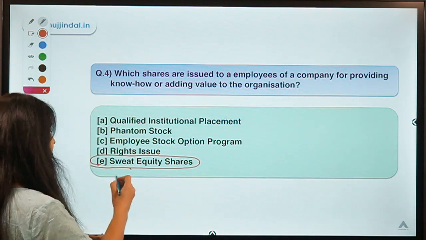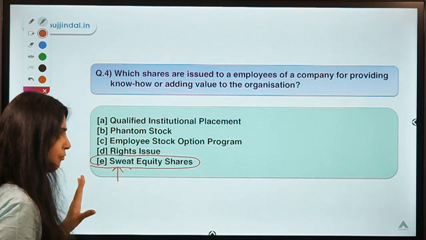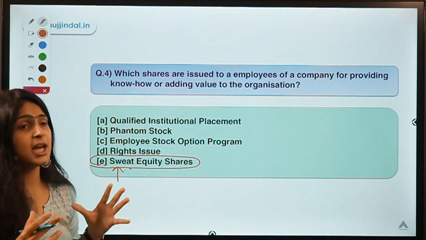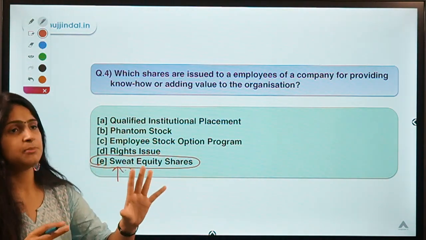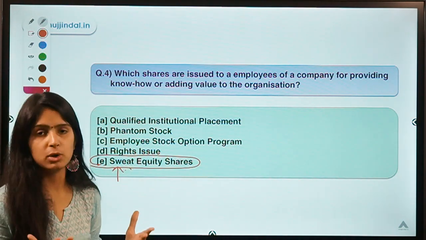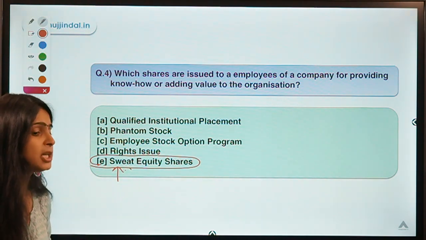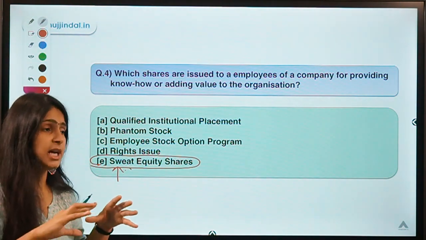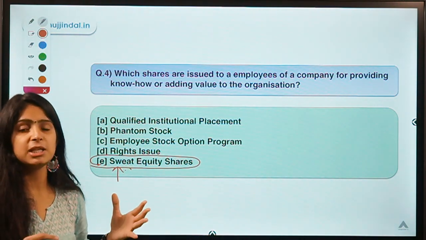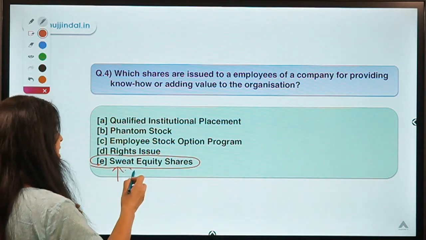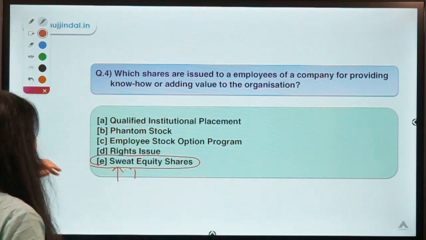So see, the name tells you something in which sweat is involved, or when an employee works hard for the organization, right? So this sweat is signaling towards the employee working hard, dripping sweat for the organization, right? So whenever an employee is working really hard, then that employee is allotted some shares without taking any cash or without any monetary consideration. Those are known as sweat equity shares, which are like a compensation to the employees, right?